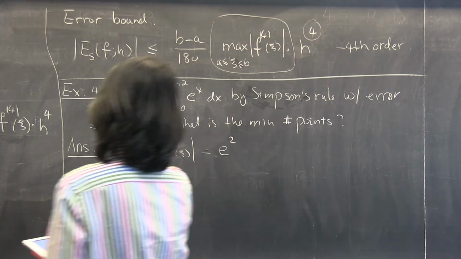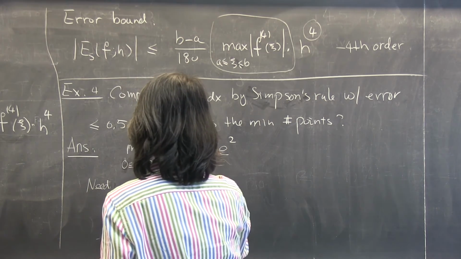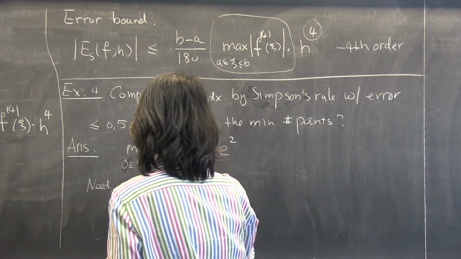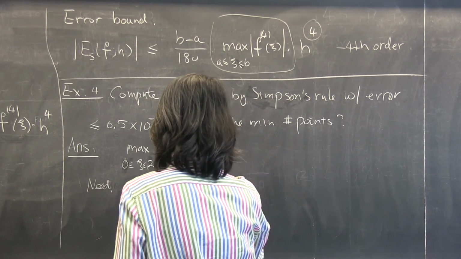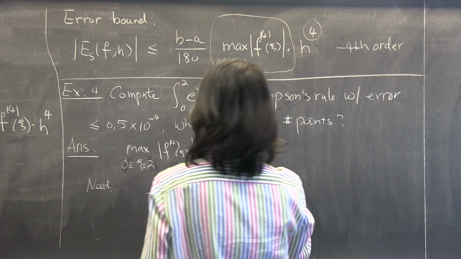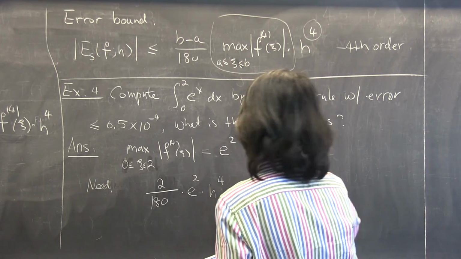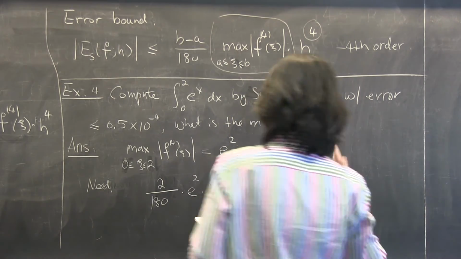So we must require the following. We need b minus a, which is 2, over 180, times e squared, times h to the 4th, to be less than or equal to 0.5 times 10 to the negative 4.